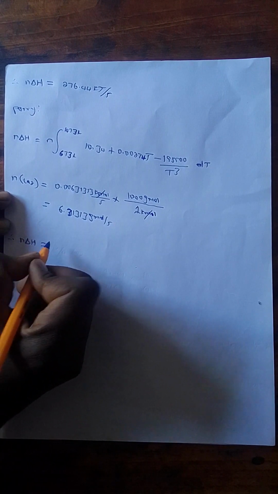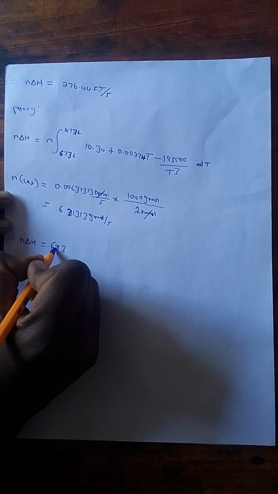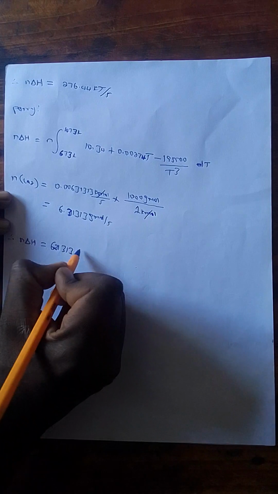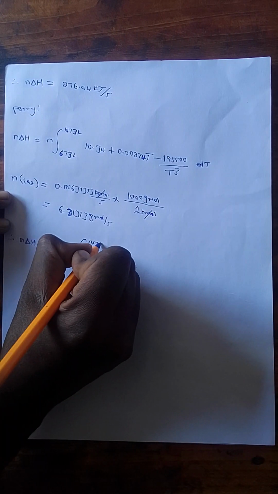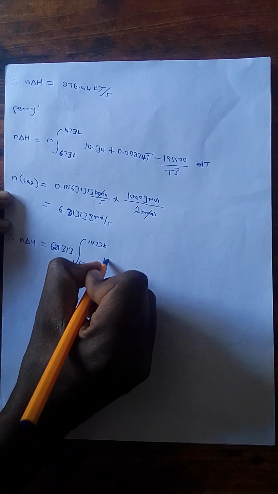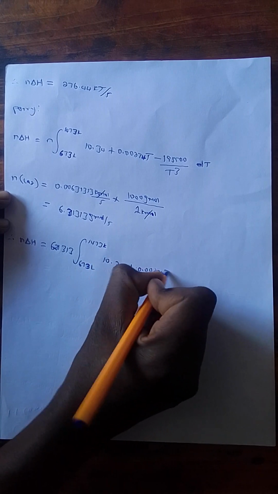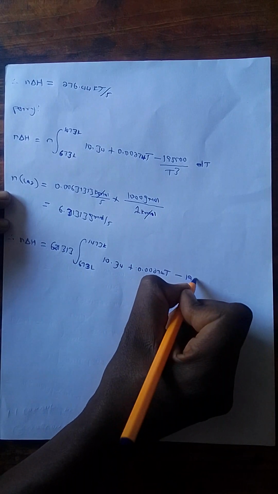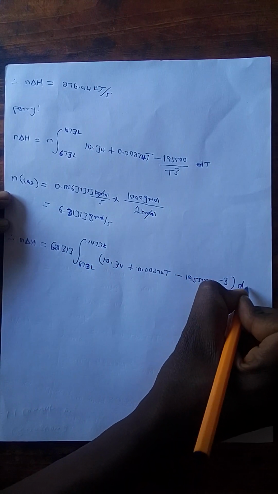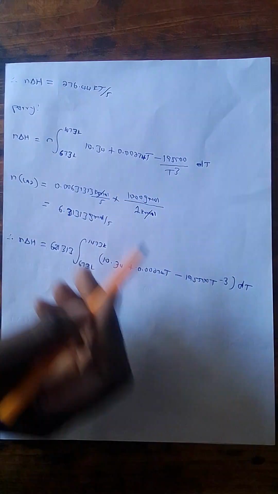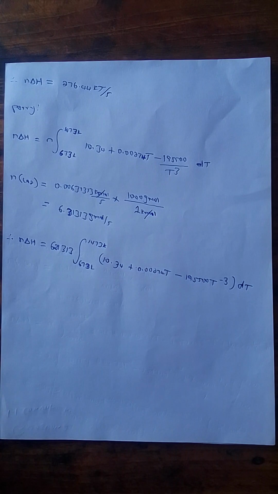delta H is equal to 6.31313, and then we integrate from 673 Kelvin to 1473 Kelvin, 10.34 plus 0.00274 T, and then minus 195500 T to the power minus 3, dT. I converted the one over T cubed to T to the power minus 3, so that it is easy to integrate.